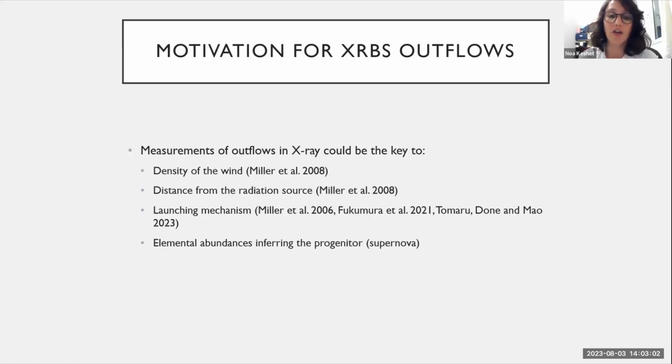But so far, elemental abundances have been somewhat forgotten, at least for these types of sources. And this is very interesting since it can tell us a lot about the past of the system, and we can infer the progenitor that exploded in the supernova that left the black hole that we see today. That is the motivation for our work.